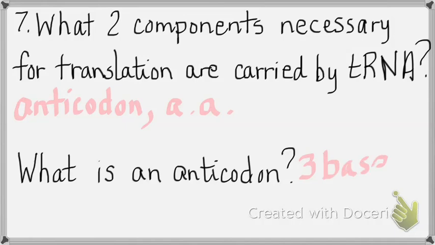Aren't they always in 3s? Yes? And they're found on tRNA. mRNA has codons. tRNA has anticodons. Now, I'm going to give you some codons on the test, and you have to give me the anticodon. So let's practice that.